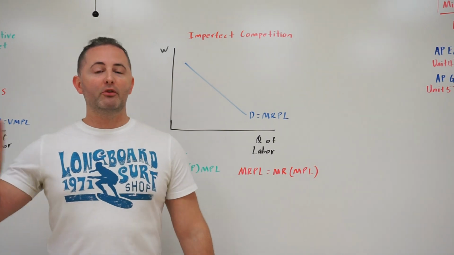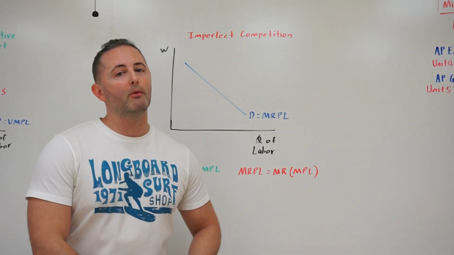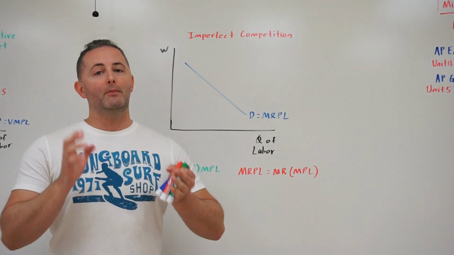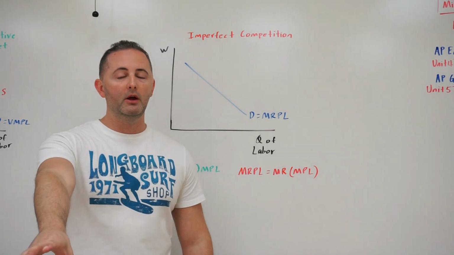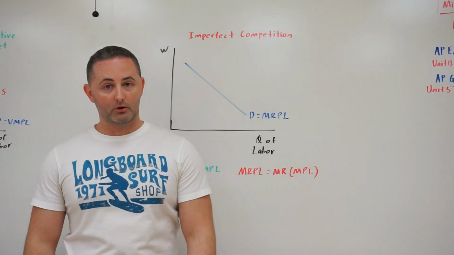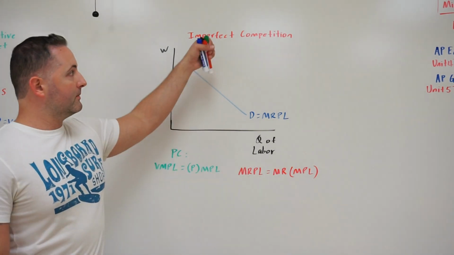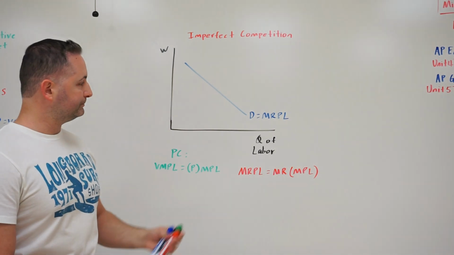Alright, everything we've done at this point really has been focusing on perfectly competitive markets, both the labor market and the product market. Keep in mind that there are two distinct types of markets going on here. Where the good is being sold, that's the product market, and where the labor is being bought, that's the factor market. So this is imperfectly competitive as far as the product goes.